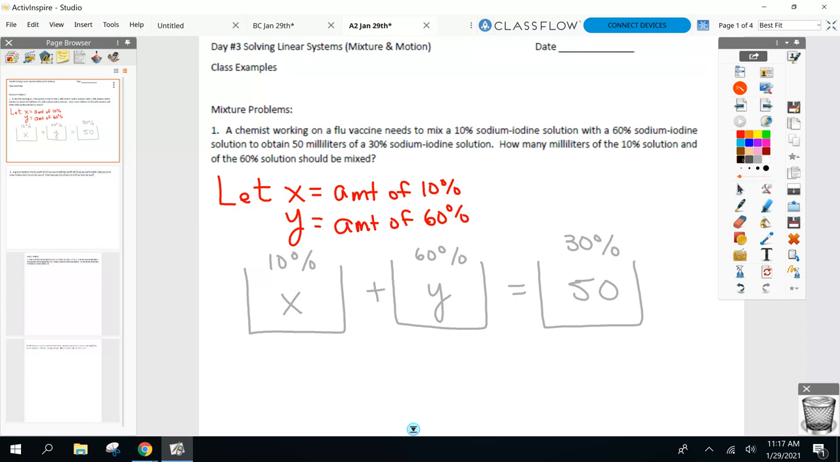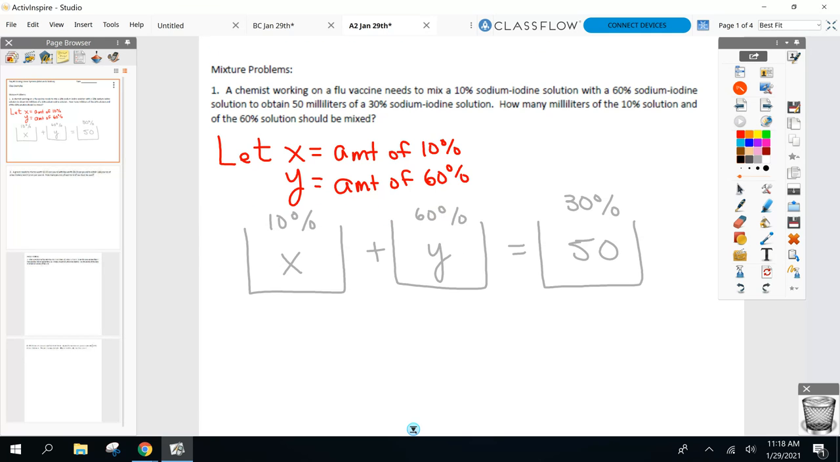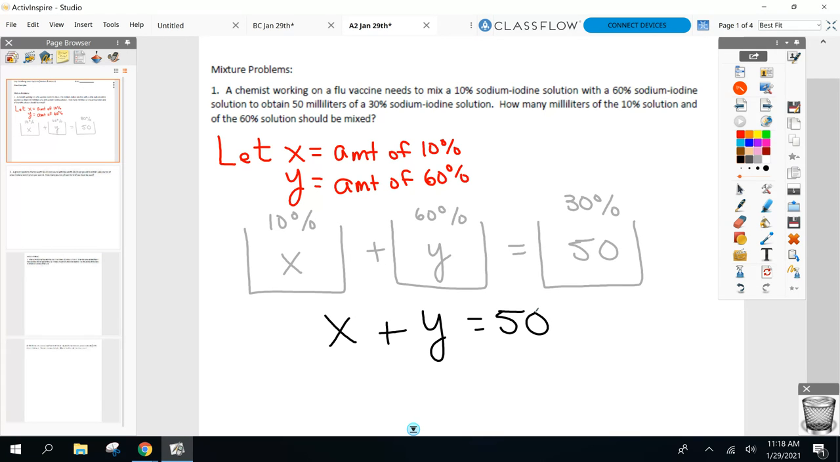Now it's time to set up both equations based on my picture here. First equation, without the percents, I know I need this much of the 10 plus this much of the y to make a total of 50 milliliters. Makes sense. I need so much of the 10 plus so much of the y to make 50 milliliters total.